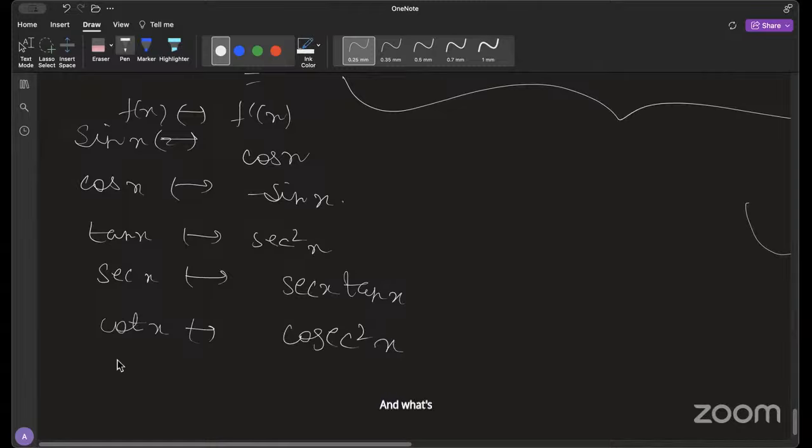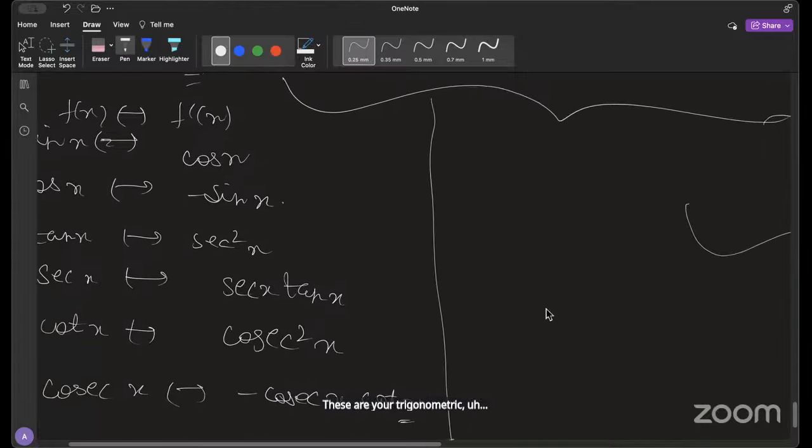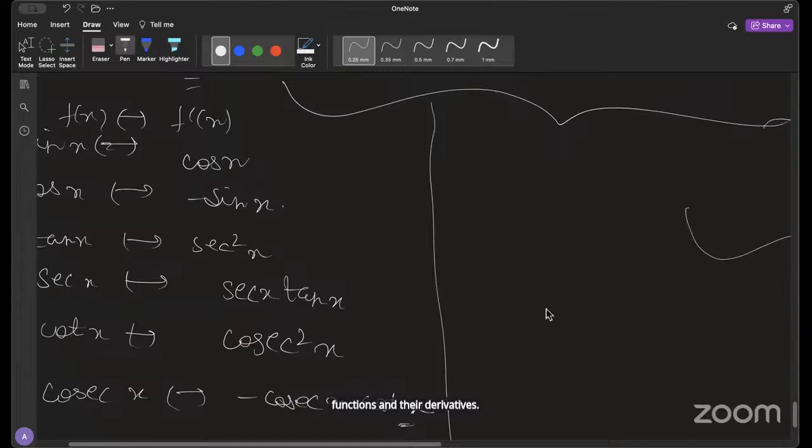And what's left? We're left with cosecant. Cosecant x's derivative is minus cosecant x and cot x. Yeah, here we have cot x. Okay. These are your trigonometric functions and their derivatives.